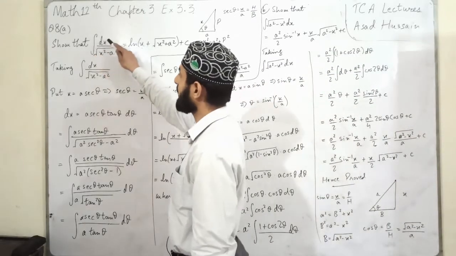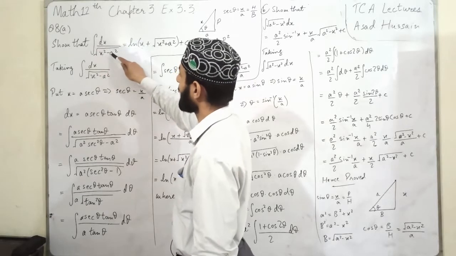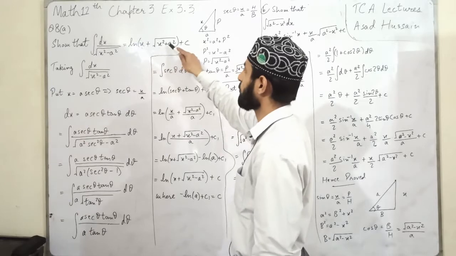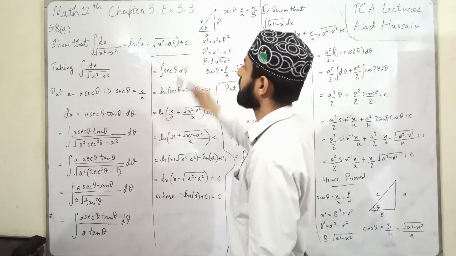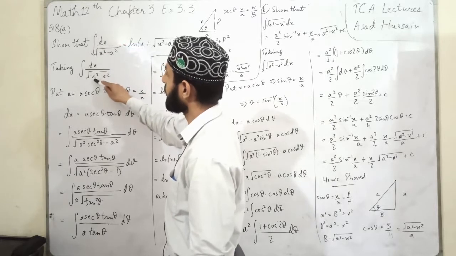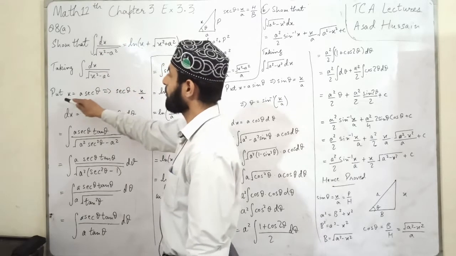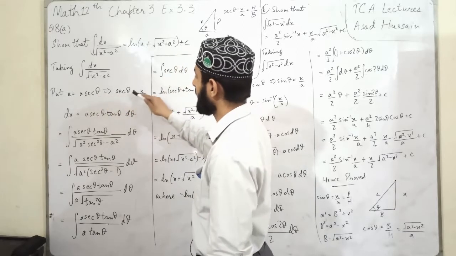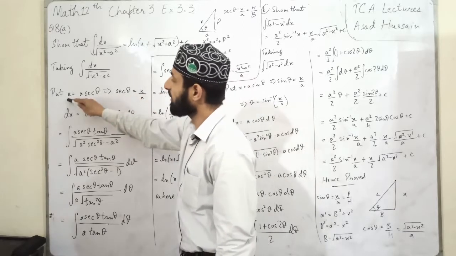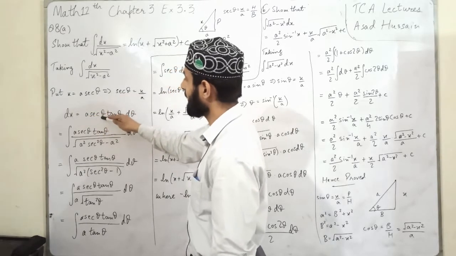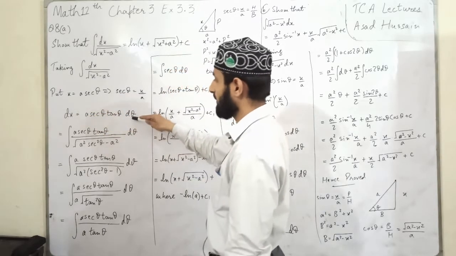Show that integral dx over √(x² − a²) is equal to ln(x + √(x² − a²)) + c. Taking this side, integral dx over √(x² − a²). Put x equal to a secant theta, which implies secant theta is equal to x over a. Taking the derivative of this function, we get dx is equal to a secant theta tan theta d theta.